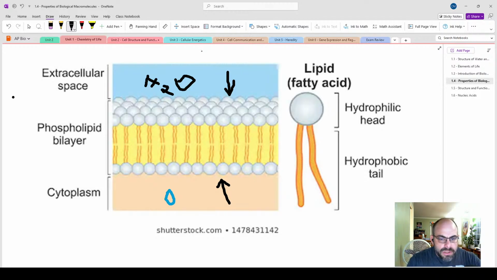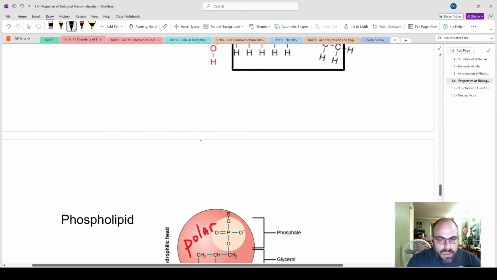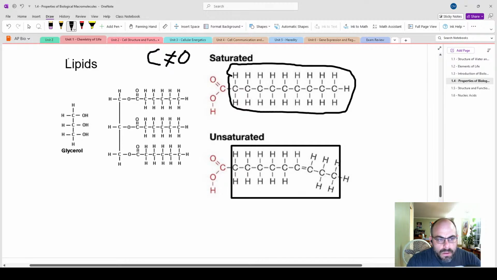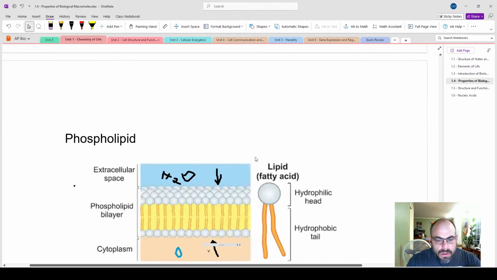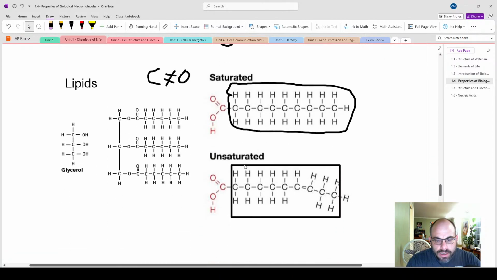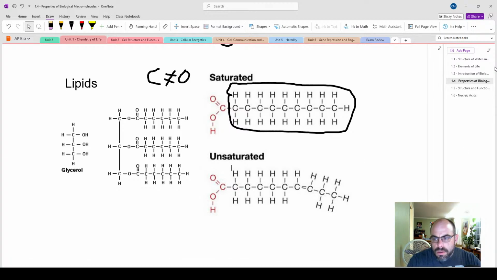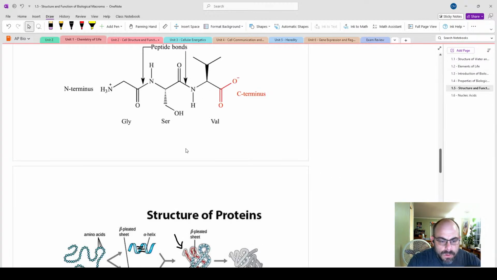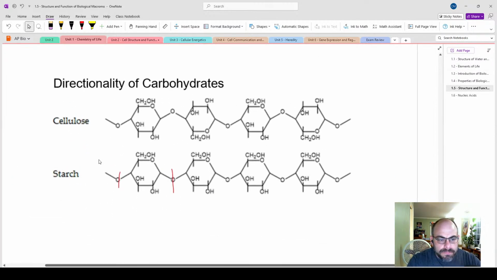So yeah, that was lipids. Carbs. Remember we talked about the, wow, that's square. Sorry, I got distracted with this square. We talked about these carbs, yeah.